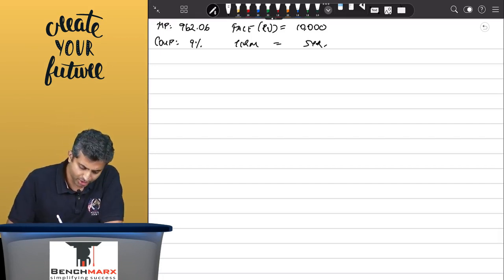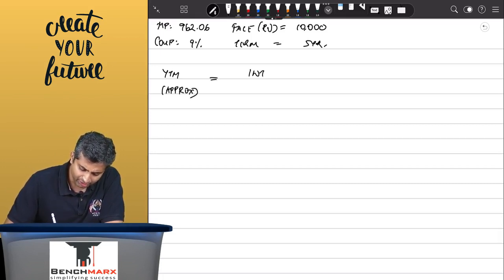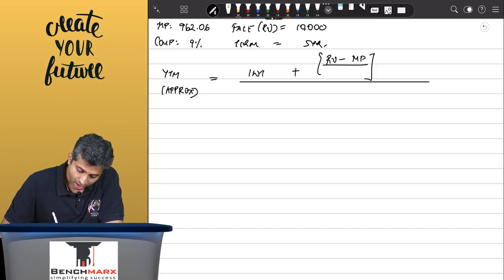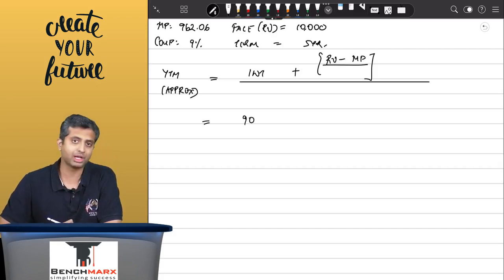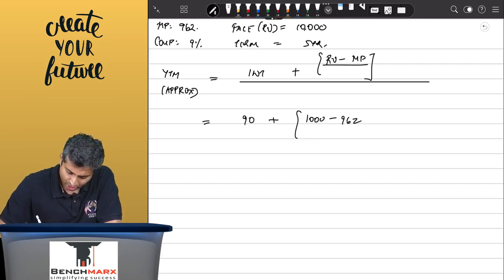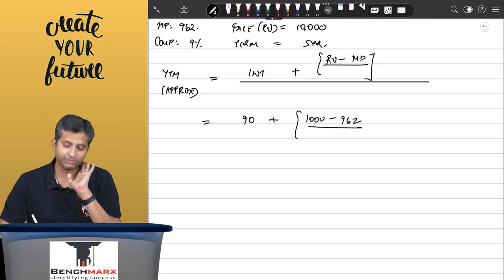So over here you will say the approximate yield to maturity can be calculated as the interest. Sir, but interest over here is not complete. Yes, plus the redemption value minus the market price. So this will help you with the capital appreciation. But the problem is, sir, interest is on a per annum basis, 90 is per annum. However, the capital appreciation, that is 1000 minus 962, I mean 0.06 for the time being we leave aside, 962.